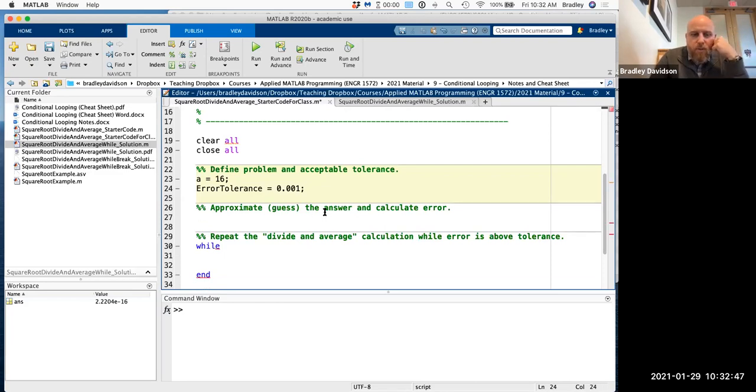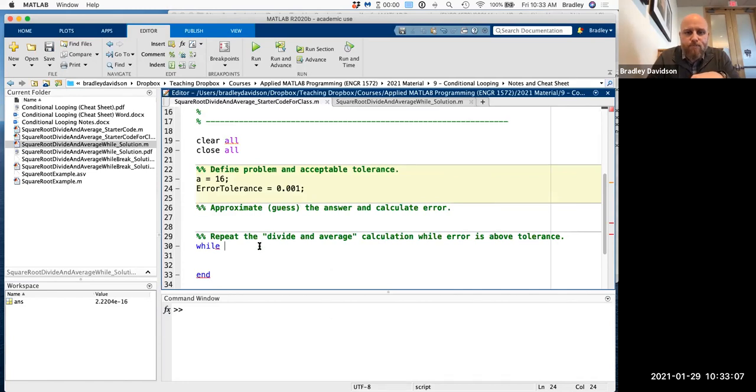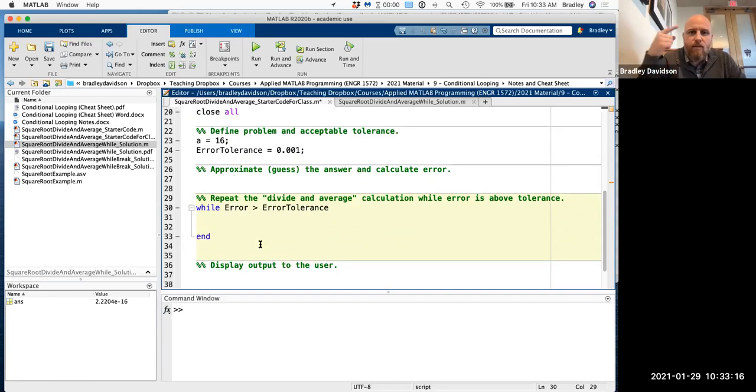Because we're going to be comparing our actual error to our error tolerance, when using a while loop, this loop is going to compute and compute and compute until the conditional expression that we have is not true. So while it is true, it's going to continue going. The way that we would state that is: while our error is greater than our error tolerance, that's the number of times that we want to allow it to go. And once this statement here is false, it's going to stop computing. Are you with me on this concept of a while idea?